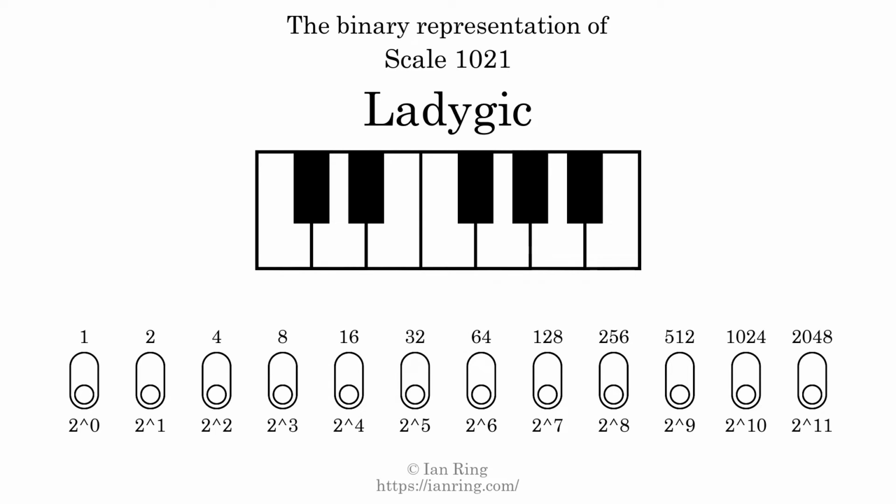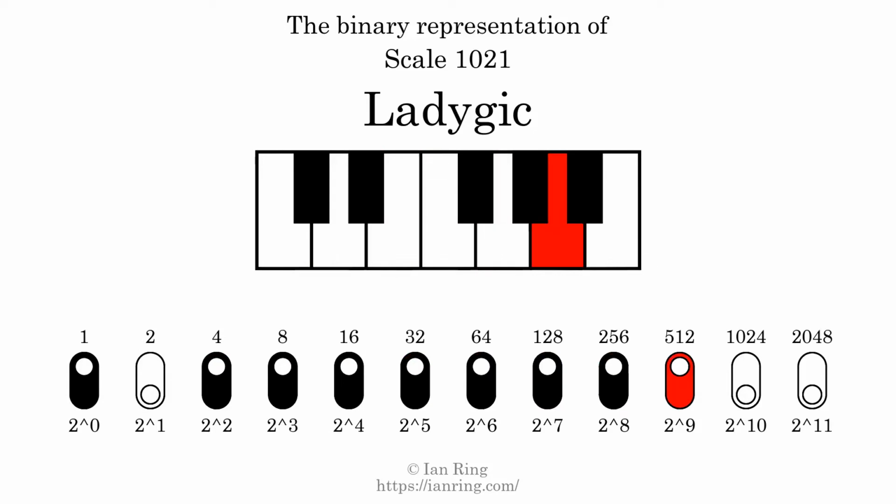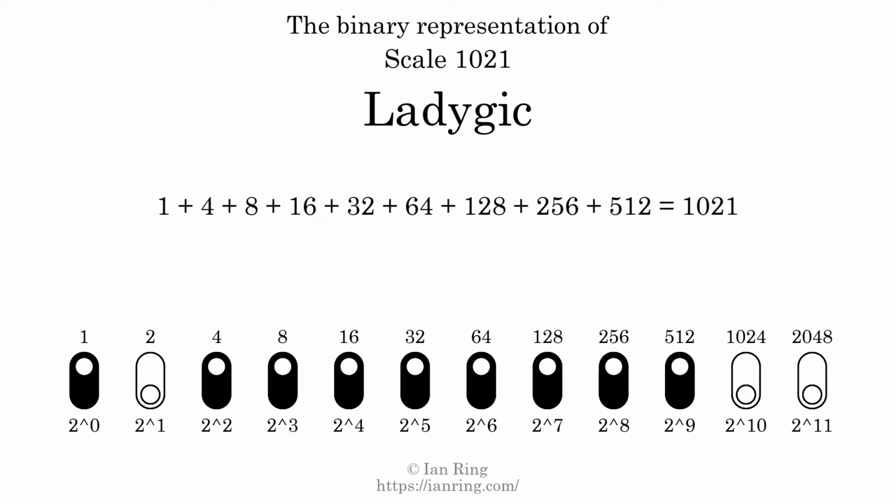The binary representation of this scale is determined by mapping tones of the scale to binary digits. Each binary digit represents a power of 2. To get the scale number, we add the powers of 2 together. The powers of 2 that are present in the scale, all added together, equals 1021. That is why the scale number, in decimal, is 1021.